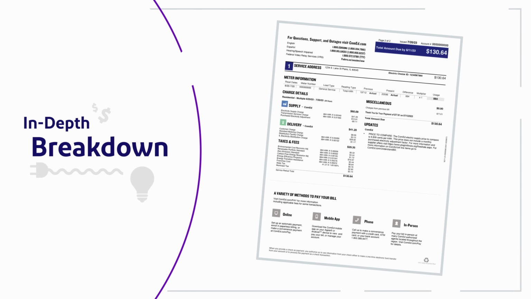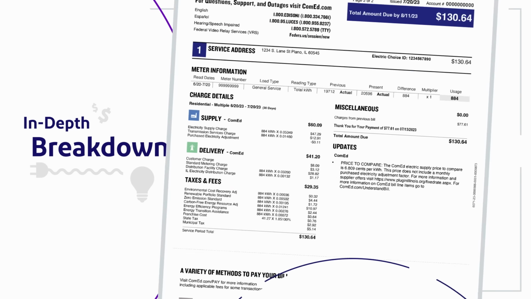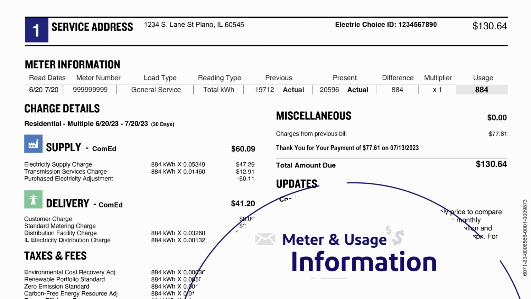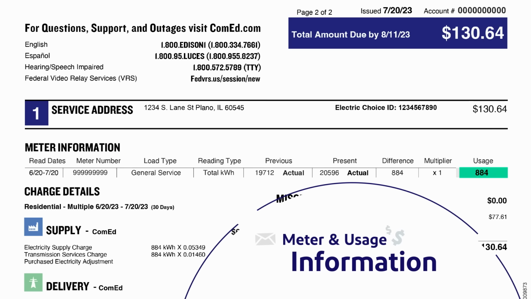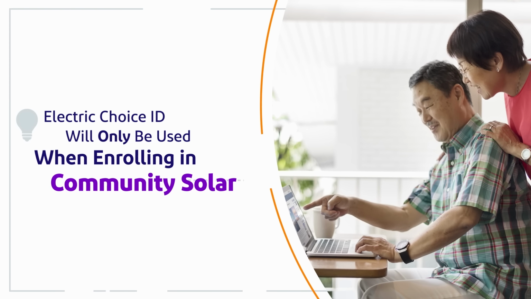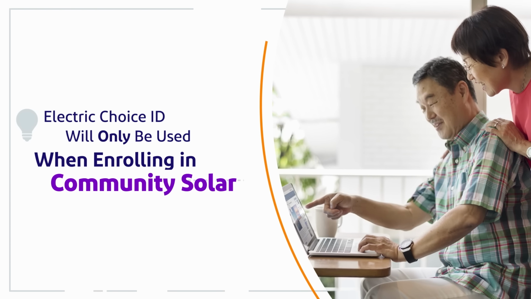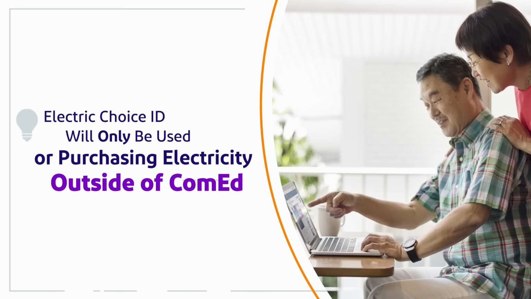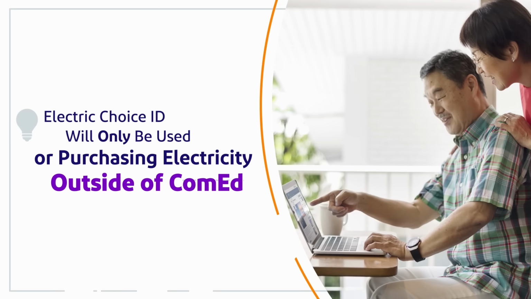The second page of your bill includes a more in-depth breakdown of your charges. You can start by reviewing your meter information, which includes a summary of your energy use for the month. The 10-digit Electric Choice ID number is related to the electricity supplied to your home or business. Your Electric Choice ID is different from your account number. Your Electric Choice ID will only be used when enrolling to participate in community solar or when you purchase electricity supply from a company other than ComEd.